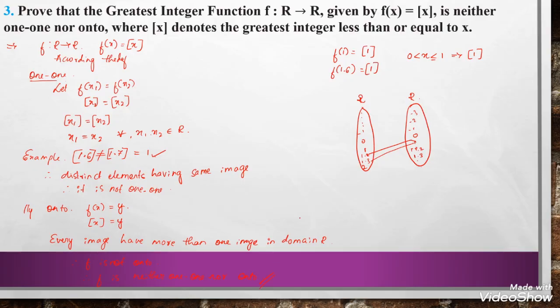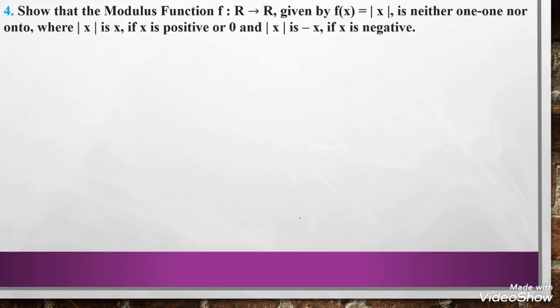Let us move on to the next question. Question number 4. Show that the modulus function f from R to R given by f of x is equal to modulus of x is neither one-one nor onto. Now we have to prove that the given modulus function is neither one-one nor onto.